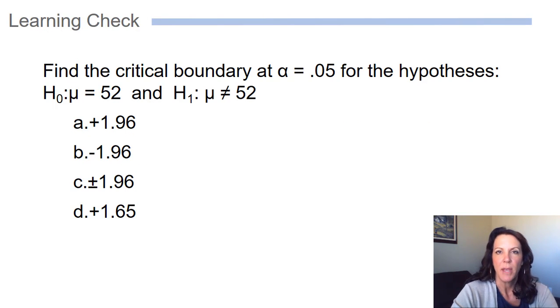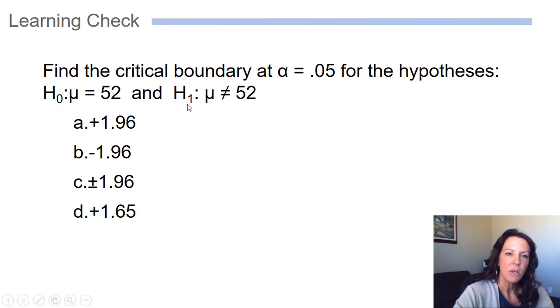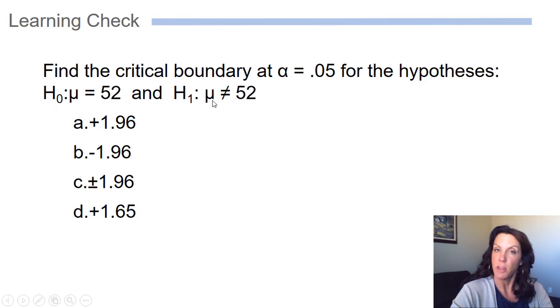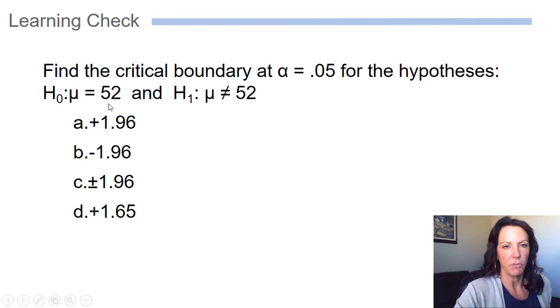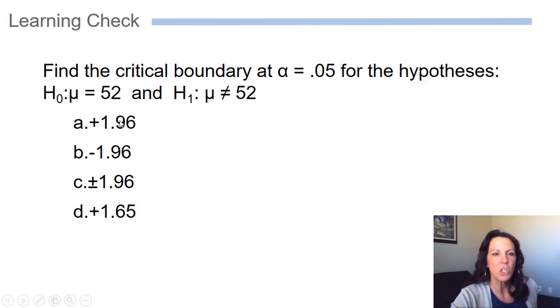Find the critical boundary at alpha 0.05 for these hypotheses. In this case, let's start with the alternative hypothesis. The mean of the population that my sample comes from is not equal to 52. Or the mean of the population that my sample comes from is equal to 52. I know just by looking at equals and not equals, I'm now dealing with a two-tailed test because I'm just going to say that either it's equal to or it's not equal to. I'm not saying in which direction it's going to be.